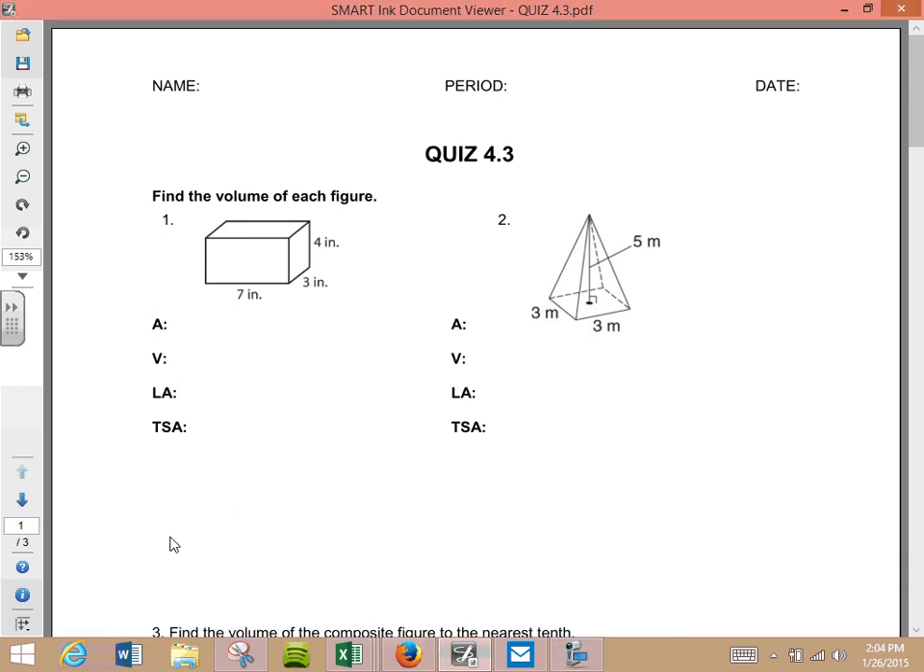Let's start with the area. In this figure, we know that the area of the base is where? At the bottom. And if you forget, I want you to think of my cup. When I ask you to point to the base of the cup, where are you going to point to? The bottom, right?